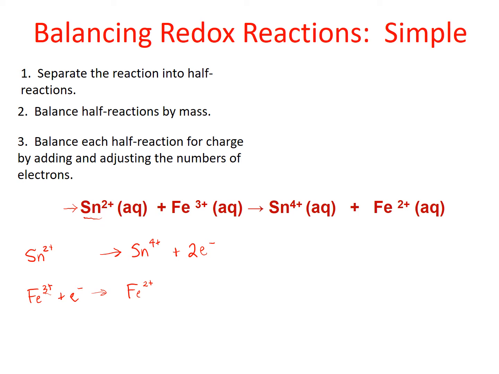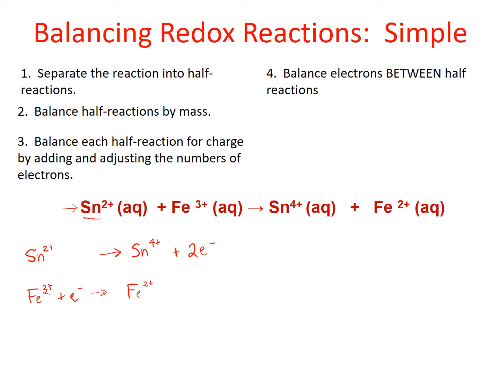Now, we have mass and charge balanced our 2 half reactions individually. But to finish our balancing process, we have to add these 2 half reactions back together. And when we do that, all the electrons that were produced in one half reaction have to be consumed in the other half reaction. So our next step is actually going to be to balance the electrons between the half reactions. So they'll cancel out when we add them back together.